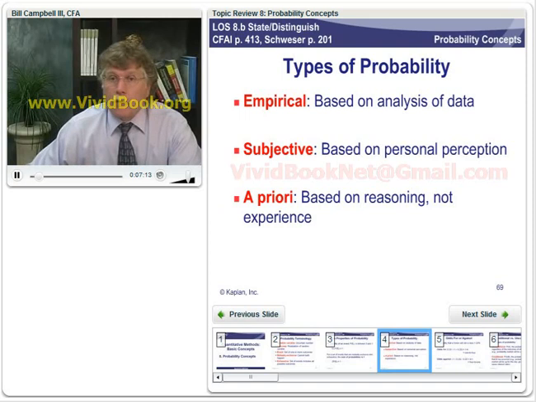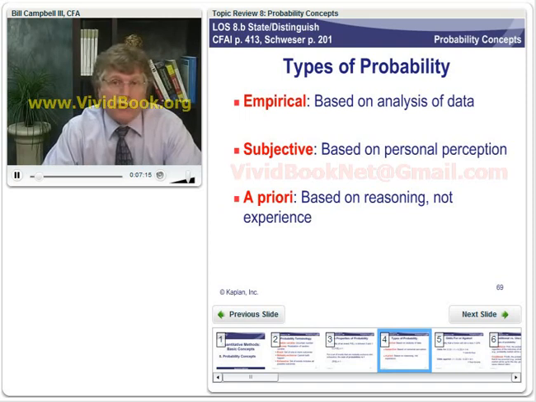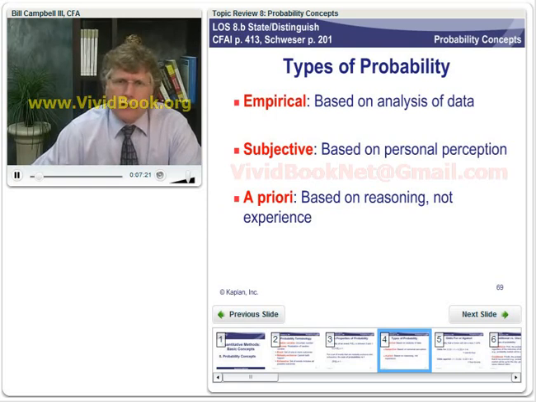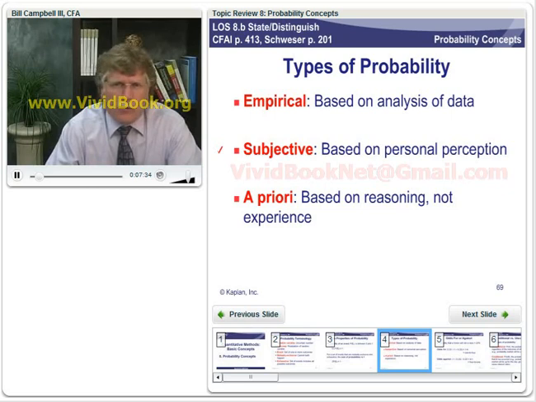All right, some more adjectives to describe types of probability. I'm going to take the middle one first. So let's start off with subjective probability. Subjective, that's based on personal perception. That's your gut feeling. That's your guess. That's, what do you think might happen, but you don't really have a good reason for thinking it might happen. You don't have any data. This is just sort of how you feel today.